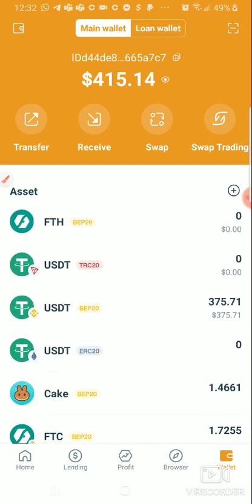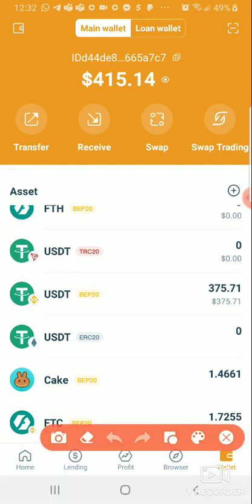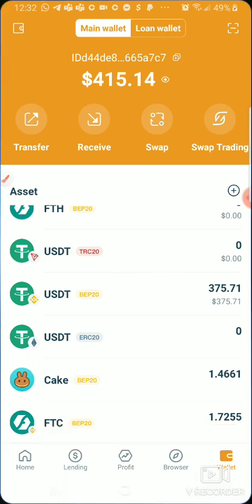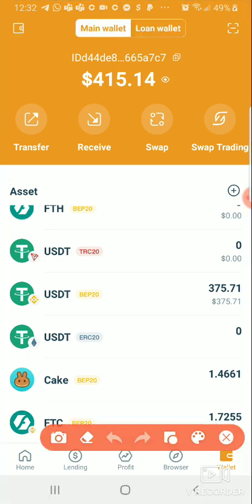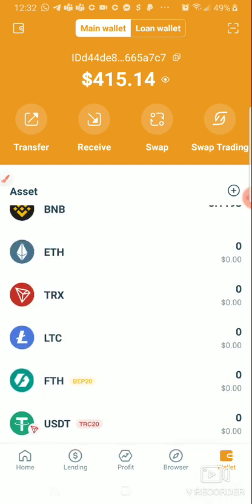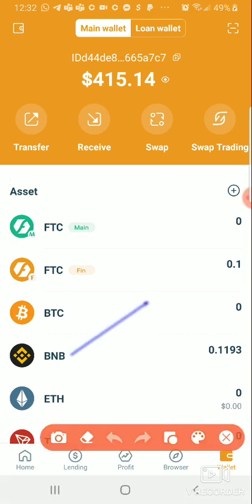But if I look down at the bottom, I see my USDT balance is actually showing as 375 right there. That's the USDT BEP20. And if you look closer at the bottom where it says FTC token, all the way at the bottom, I now have 1.75 in the form of the FTC BEP20. This account does have 0.1 FTC right there, which is the requirement for the account.